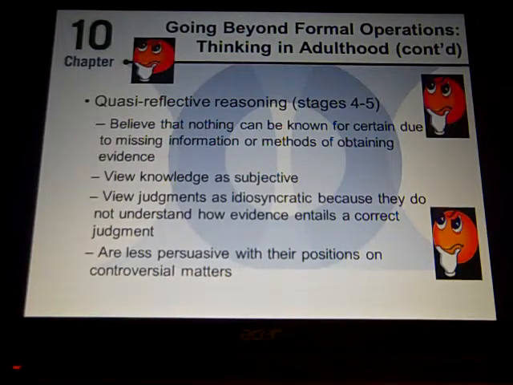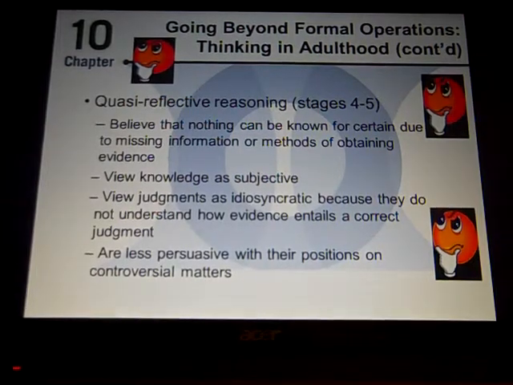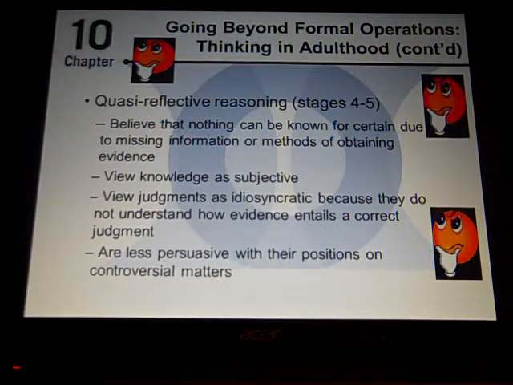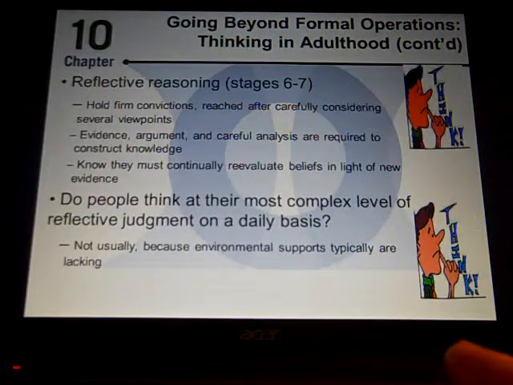Then we have quasi-reflective reasoning, stages 4 through 5, and these are in your textbook as well. They believe that nothing can be known for certain due to missing information or methods of obtaining evidence. Thinking here, we view knowledge as subjective. Everybody thinks about things or holds certain things to be true in a different way. So things are not as objective, they're subjective. They view judgments as idiosyncratic because they do not understand how evidence entails a correct judgment, and are less persuasive with their positions on controversial matters.